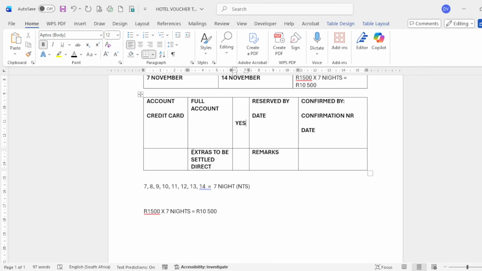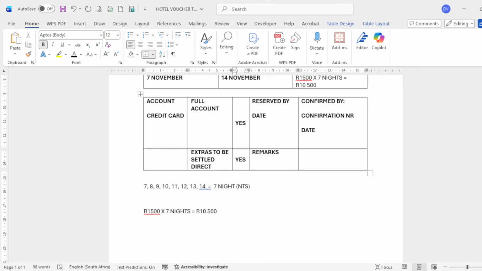Does this person, Mr. Carney, have to settle the extras direct? Yes, he's got to settle his extras. What could extras be? He ordered room service, he bought a movie to watch, he ate all the M&Ms in the minibar, in the fridge. The things that cost money during his stay that he has to settle at the end. He broke the lamp. Yes, he's got to pay for the lamp. Okay? So those two, your answer will always be yes.